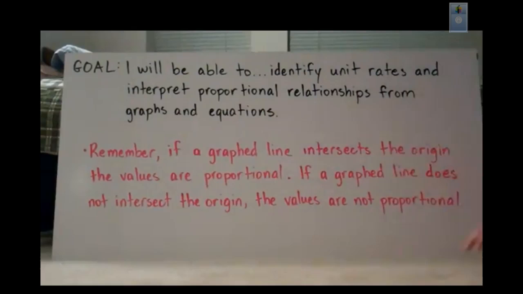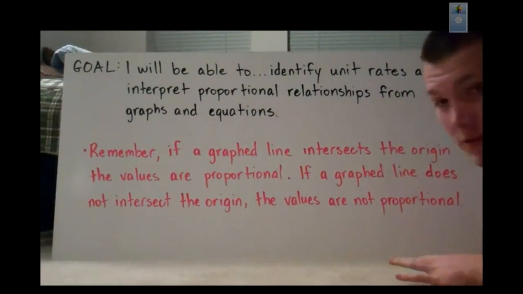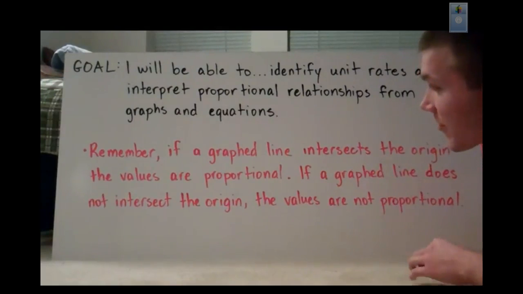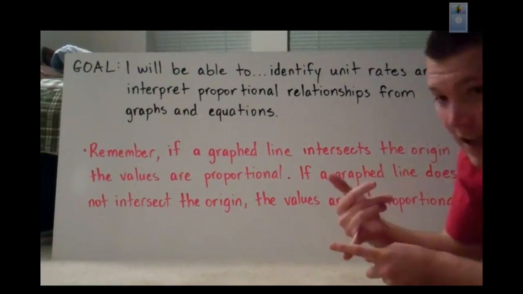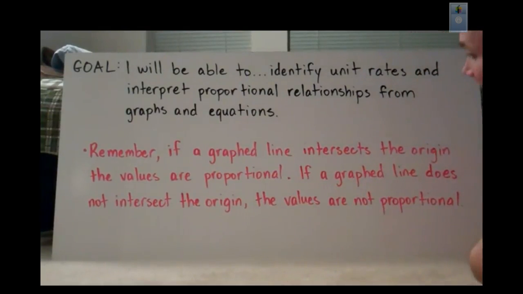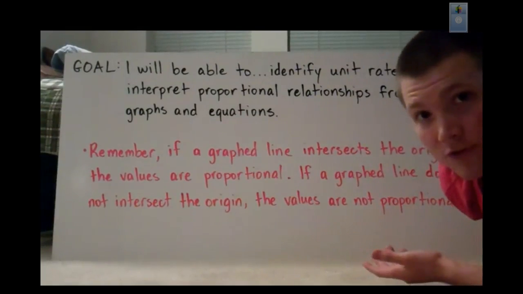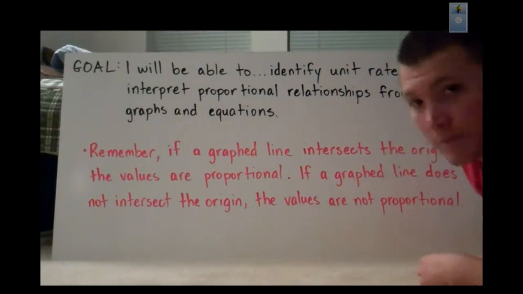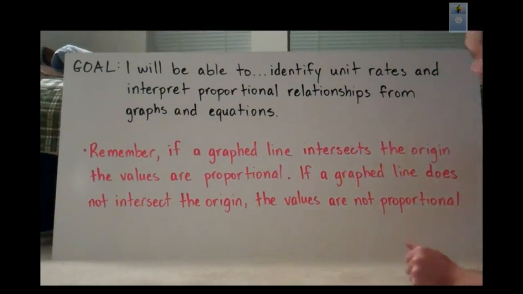Now, remember, if a graph line intersects the origin, all right, we've already done this. If a graph line intersects the origin, the values in the table or in the graph are proportional. If a graph line does not intersect the origin, the values are not proportional. But you already know that. So get this down. And that's it for this slide. Next one.